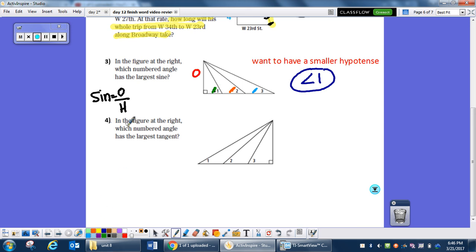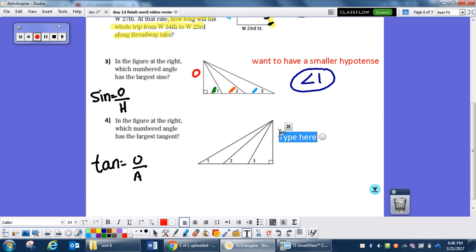Very similar question is number 4. Which number has the largest tangent? So tangent is O over A. So this time we want to have a small adjacent side. So we want to have a smaller adjacent.